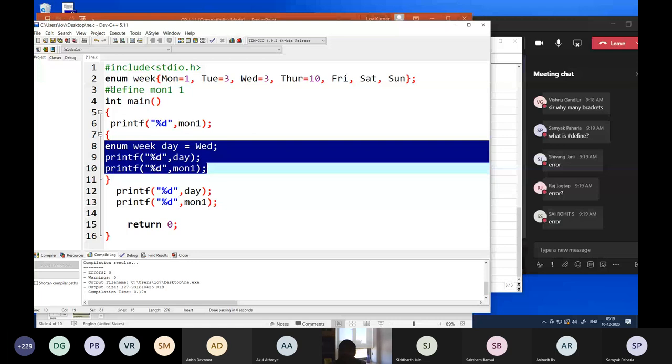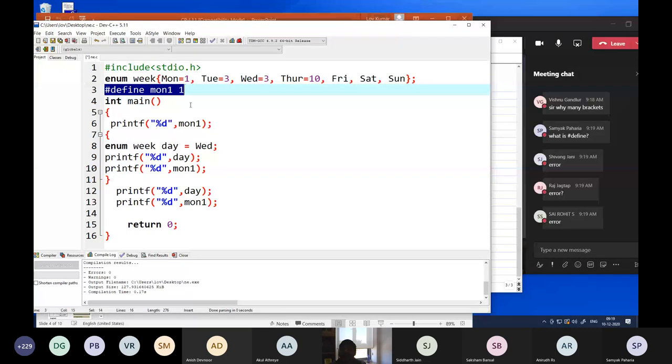But when you write #define for someone, then in this case the life of this #define is throughout the program. You cannot control this Monday 1, but you can control this data type. You can control this data type. That's why it is also called the enum data type.